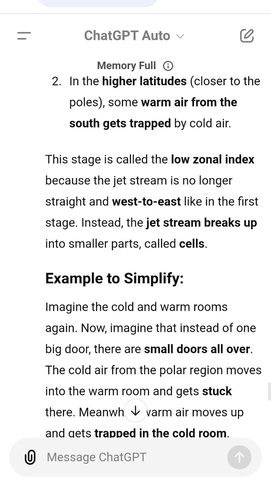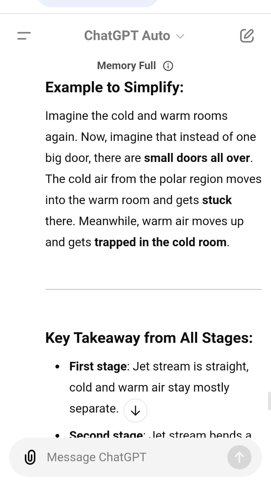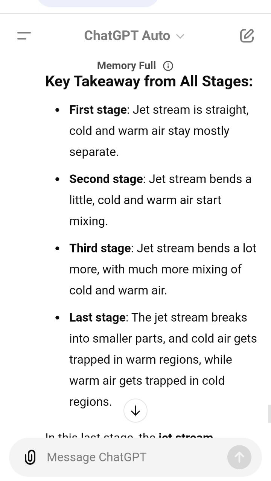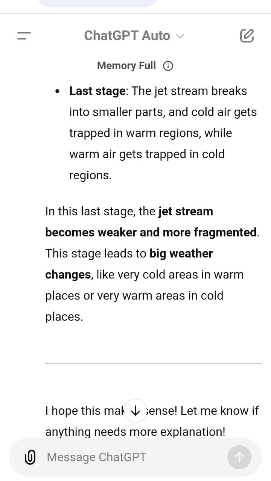In this last stage, the jet stream becomes weaker and more fragmented. This stage leads to big weather changes, like very cold areas in warm places or very warm areas in cold places. I hope this makes sense. Let me know if anything needs more explanation.